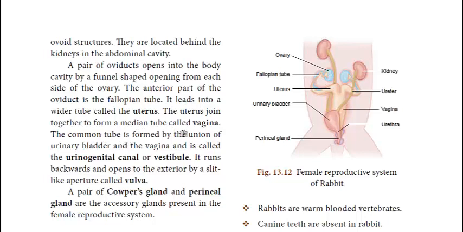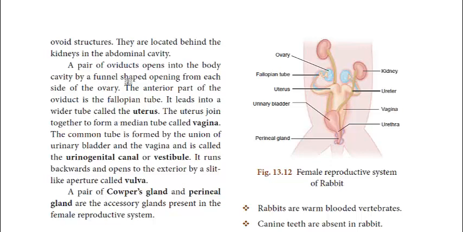The common tube is formed by the union of urinary bladder and the vagina and is called urinogenital canal or vestibule. It runs backward and opens to the exterior by a slit-like aperture called vulva. And a pair of corpus glands as well as perineal glands are the accessory glands present in the female reproductive system. Okay, so this is very simple as compared to the male.